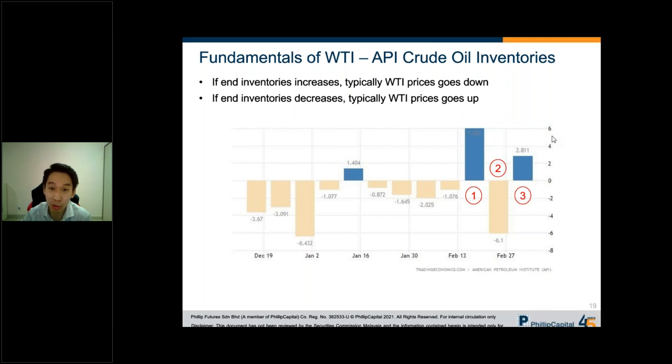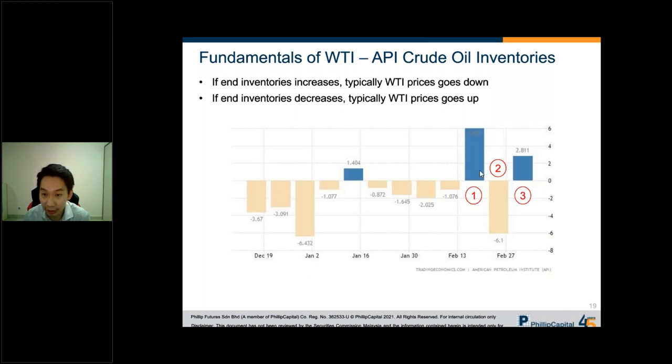The influence is not so huge on the market, but it will definitely give some short-term volatility to the crude oil price on the particular day when the API crude oil inventory is released. Okay, same as the EIA crude oil inventories. If inventory increases, WTI prices will go up. Sorry, if inventory increases, then price goes down. If inventory decreases, then price goes up. It's the same thing as the EIA crude oil inventories for this API. Okay, so this is the weekly API crude oil inventory.